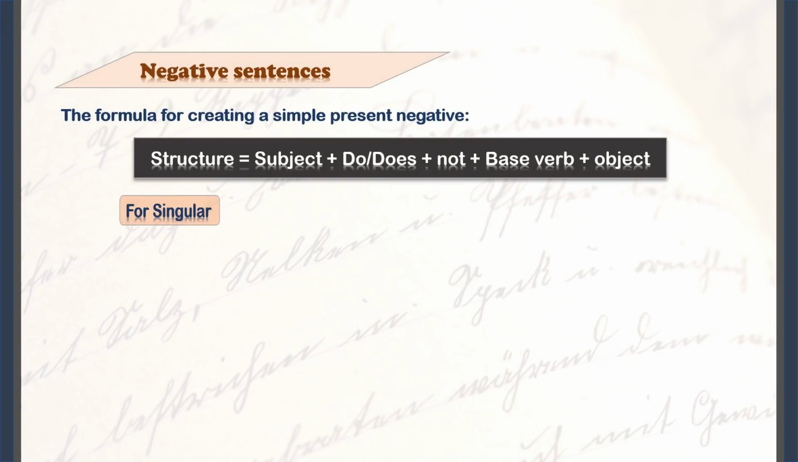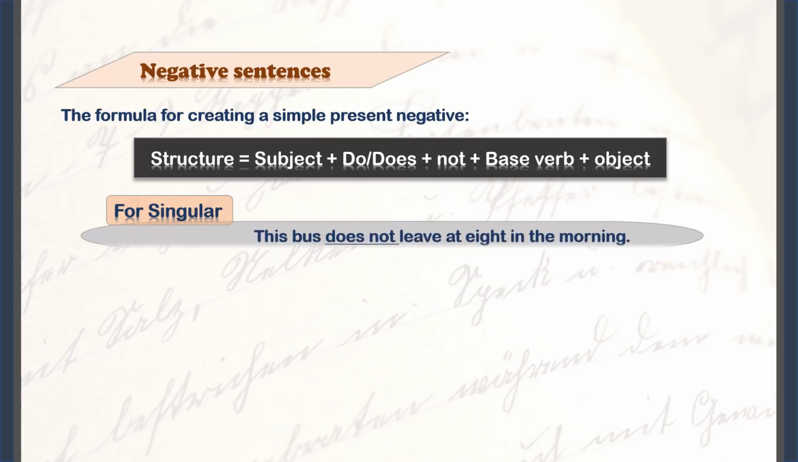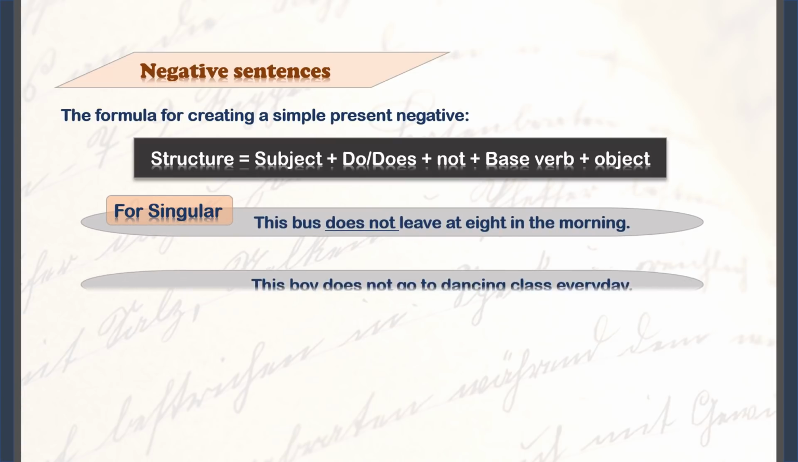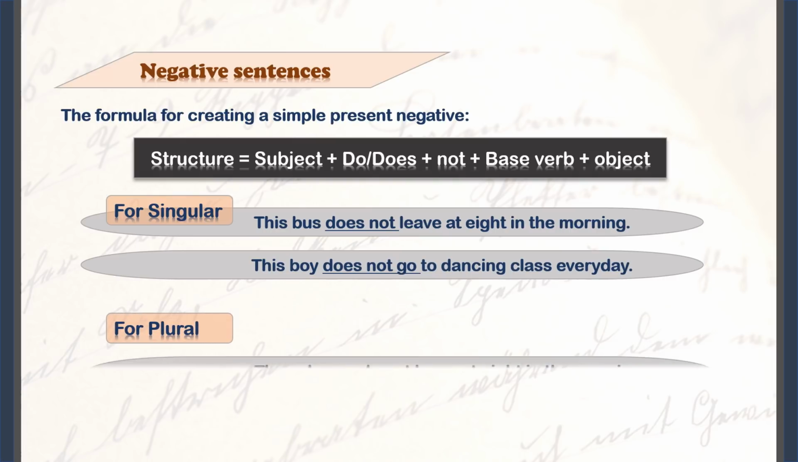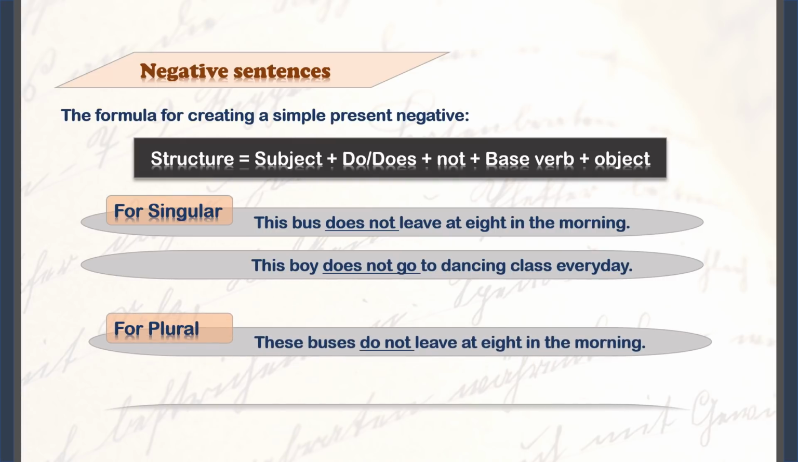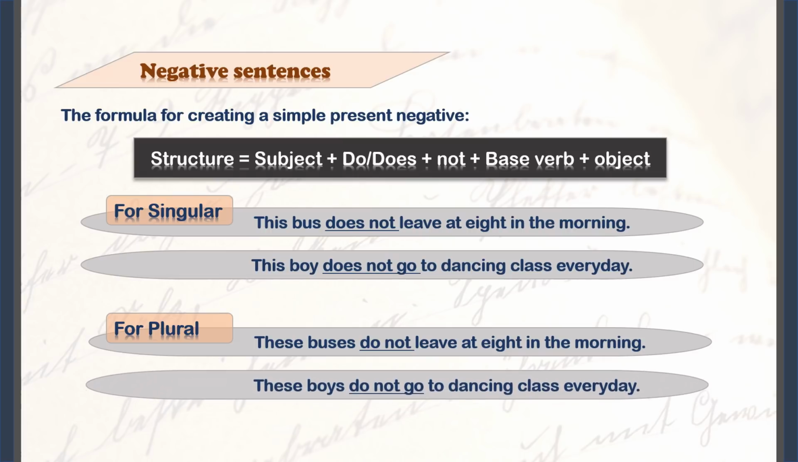For singular, first example, this bus does not leave at 8 in the morning. Example 2, this boy does not go to dancing class every day. For plural, these buses do not leave at 8 in the morning. Example 2, these boys do not go to dancing class every day.